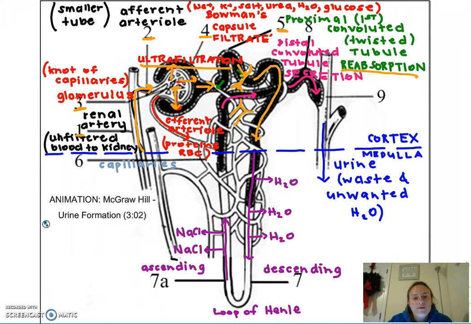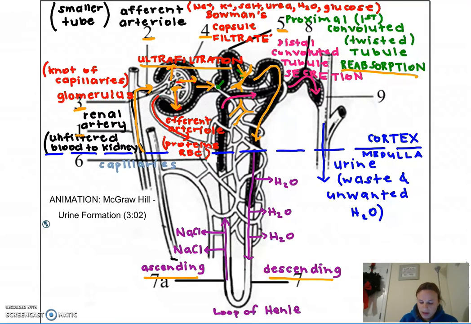Now be careful. Some pictures show the loop of Henle with the descending side on the right and the ascending side on the left. Some pictures show the reverse. So you really need to know how to trace the filtrate through the nephron. On the descending side of the loop of Henle, your loop is only permeable to water, whereas on the ascending side, it's only permeable to salt.